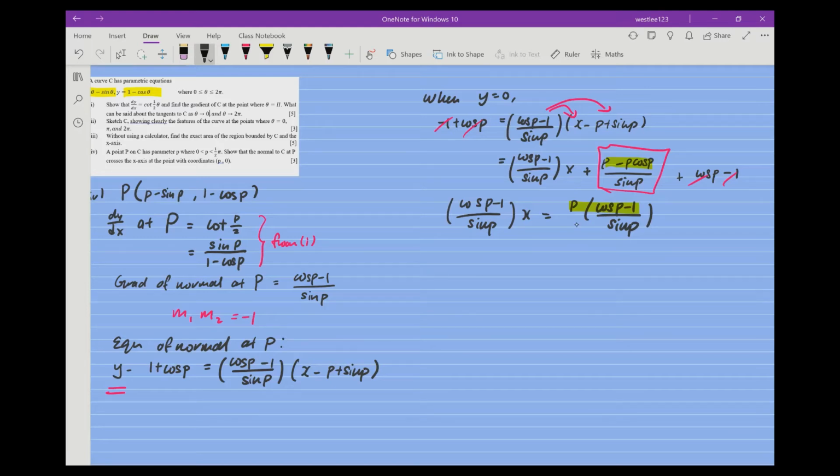You realize that this coefficient of x is actually the same as the second term on the right-hand side. In other words, we can cancel them off, and x is simply p. Okay, so we have shown that the normal passes through P0. Shown.